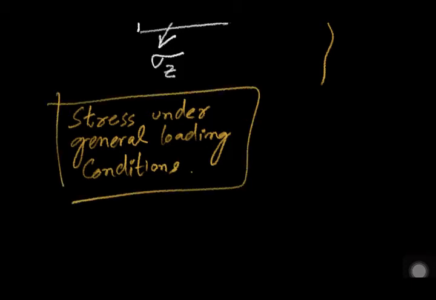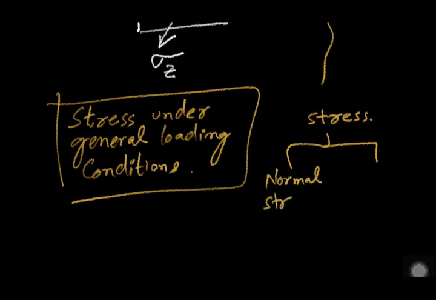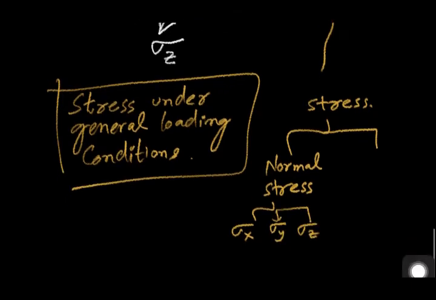So in order to summarize this, whenever we see a stress, we will have only two types of stresses. One is the normal stress, which is acting perpendicular to the plane, and we had sigma x, sigma y, and sigma z. And again we have the shear stress.